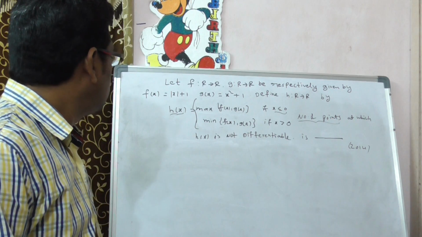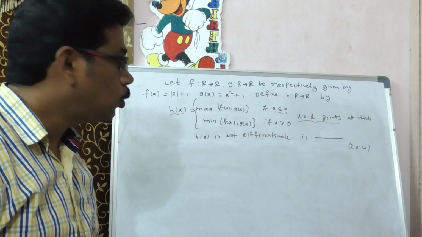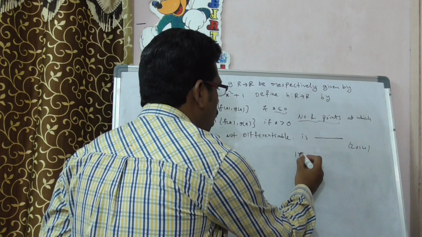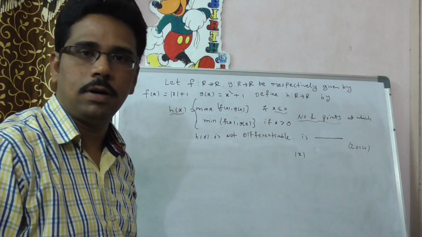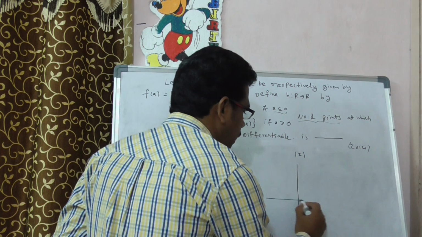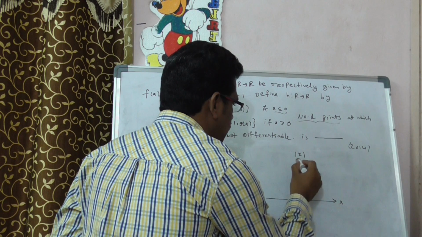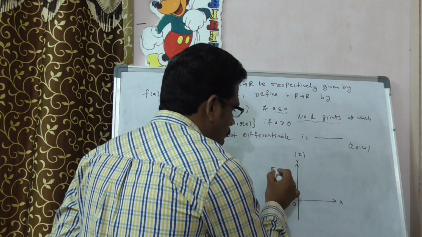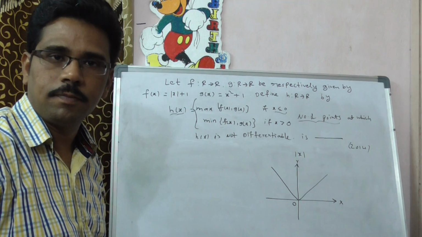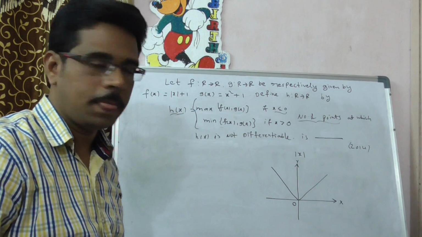Observe here. First draw the graph of mod x plus 1. How to draw the mod x plus 1 graph? Observe. Mod x. What is the basic graph of mod x? That is a V-shaped curve. X-axis, Y-axis, this is the origin. Mod x is a V-shaped graph, plotted at the origin.